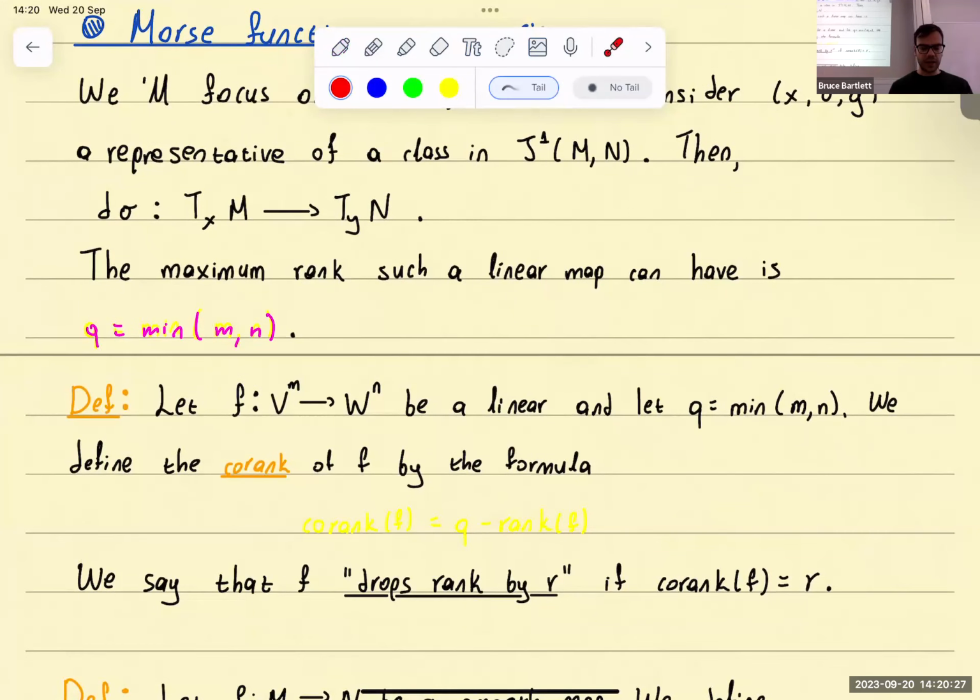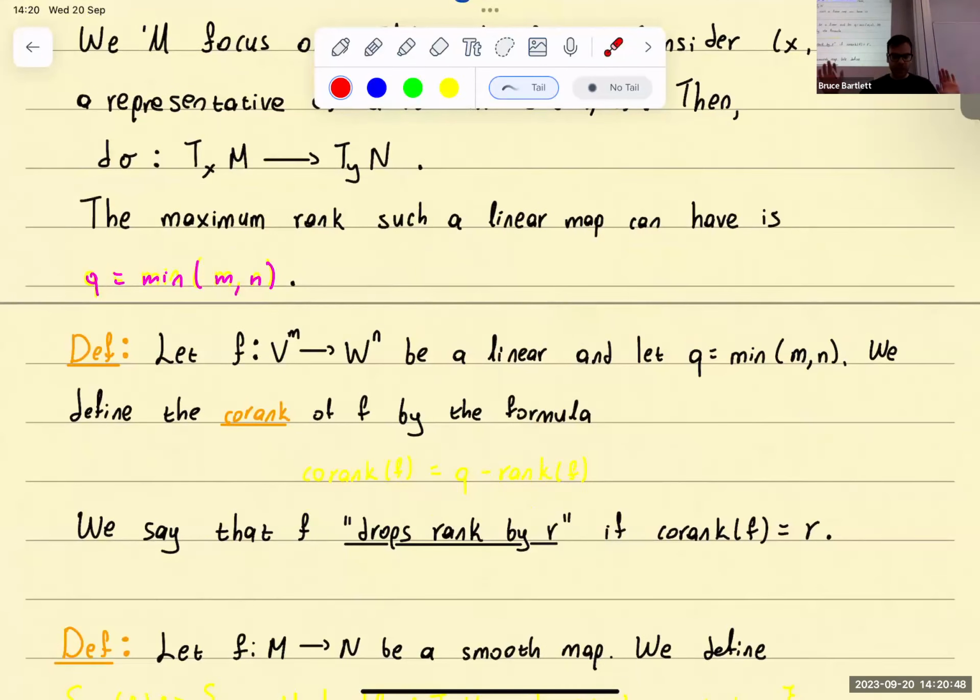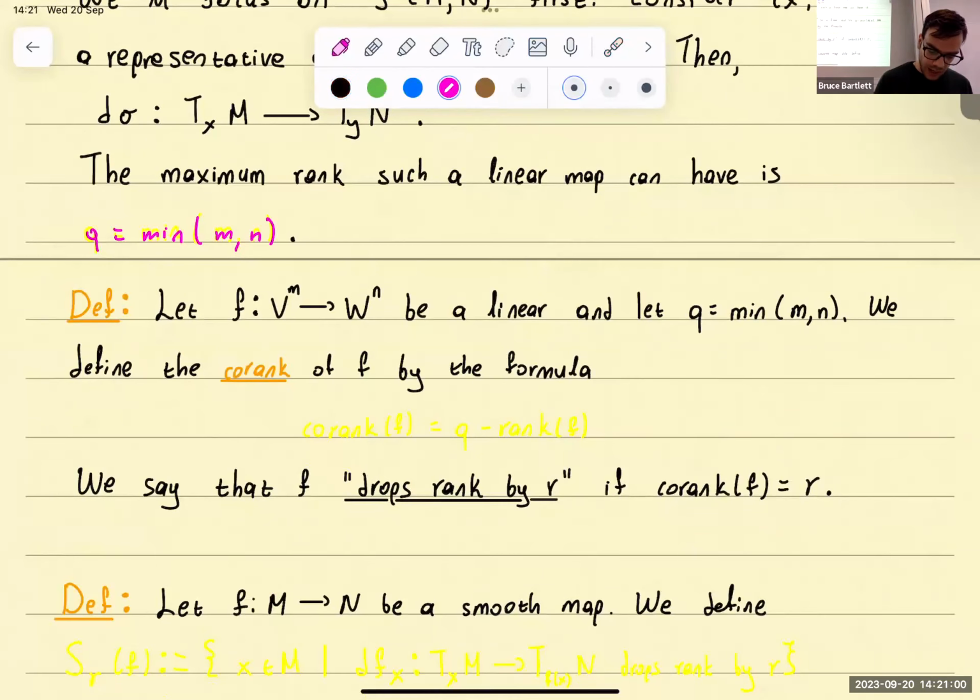But here all I'm basically saying is that if you give me any linear map between this vector space and this vector space, the maximum possible rank you can have is the minimum of the dimensions. There isn't room for anything else. And that's a more general thing. If you give me an m-dimensional vector space and an n-dimensional vector space and a linear map F, and Q is the minimum of m comma n, I can define the corank of F to be just Q minus the rank of F.